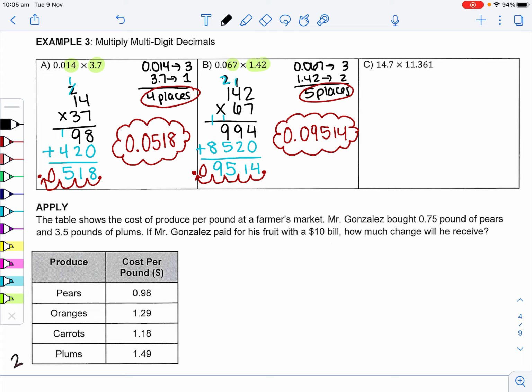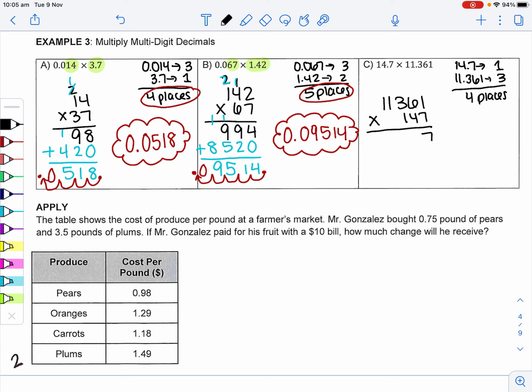In my last one, 14.7 has 1 decimal place, and 11.361 has 3 decimal places. So I've got 4 altogether. And the same thing on this one, I'm going to put the one with more digits on top. So it's going to be 11,361 times 147. So lots of multiplication in this one.